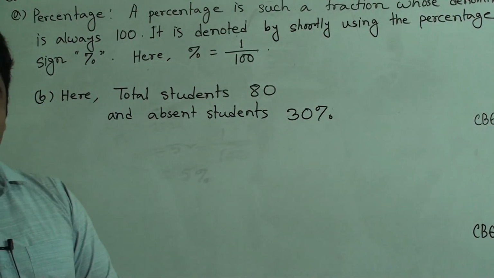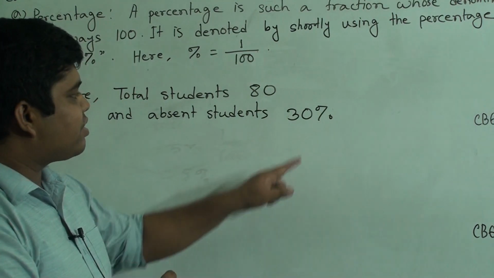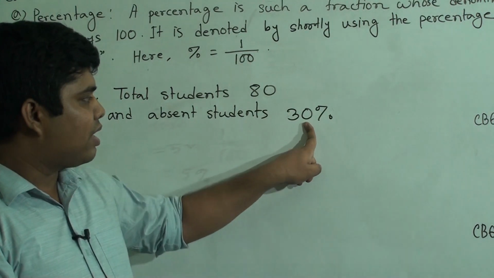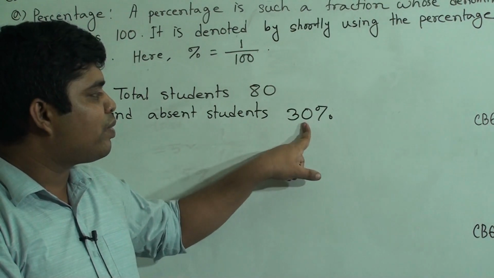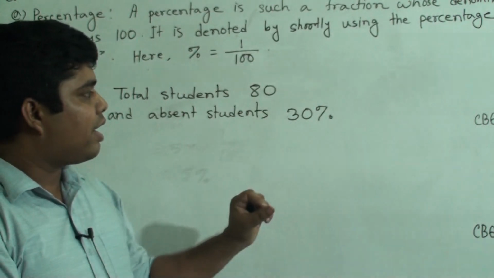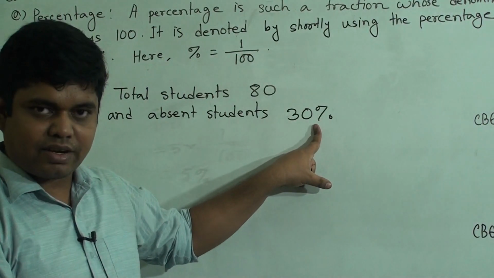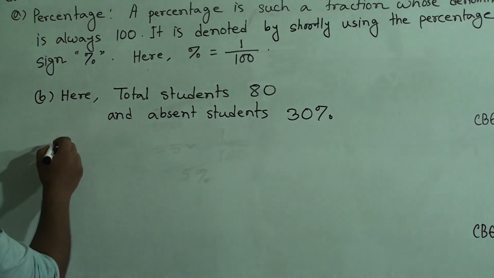What do you mean by 30%? 30% means out of 100, the absent student is 30. Here total student is 100 and absent student is 30. I repeat, what do you mean by 30% absent student? Out of total 100 students, the absent student is 30. Okay, so by using this information, we write first.